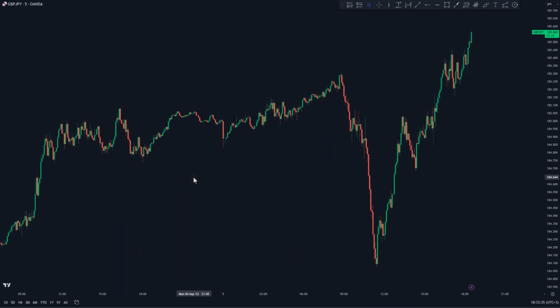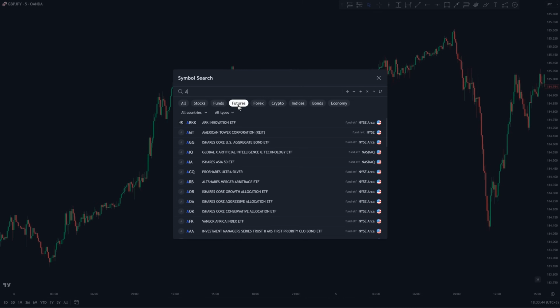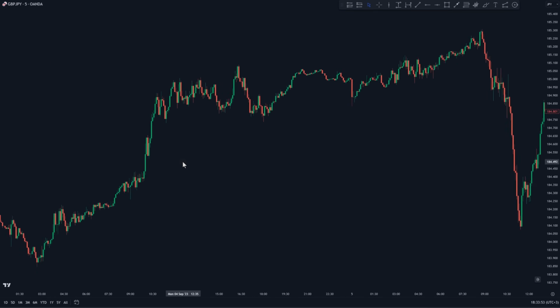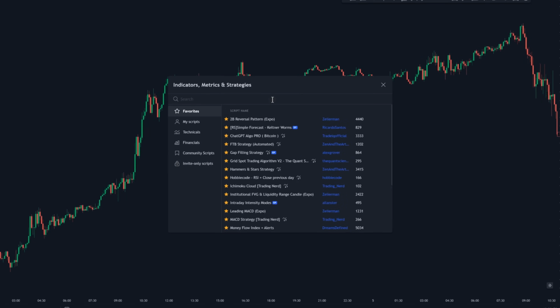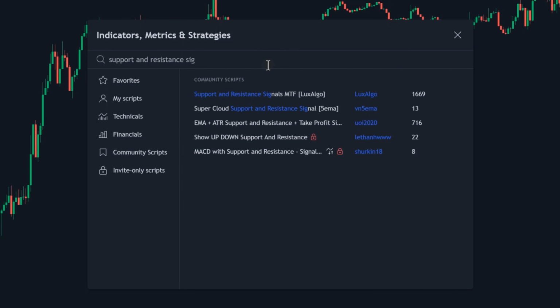Then once you're in, choose any forex pair or trading security of your choice. For me, I'm gonna be using the 5-minute time frame of GBP/JPY. Then open the indicator search tab and type in support and resistance signals MTF. Be sure to select this one by LuxAlgo.